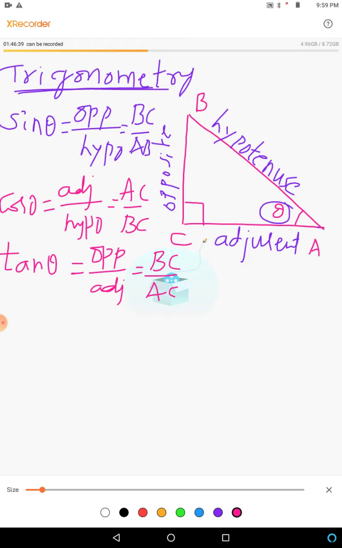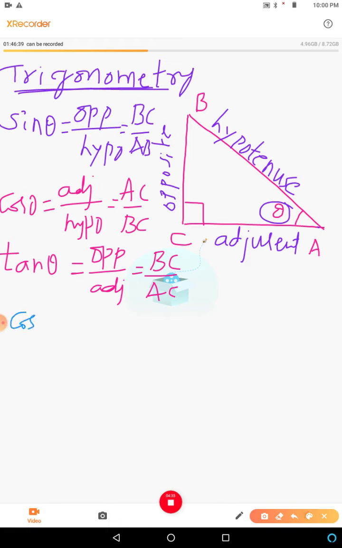Then we have inverse functions. The inverse of the sine function is the cosecant function. Cosecant theta will be equal to 1 by sin theta. Since sin theta is opposite by hypotenuse, cosecant theta is 1 by sin theta, which equals hypotenuse by opposite.